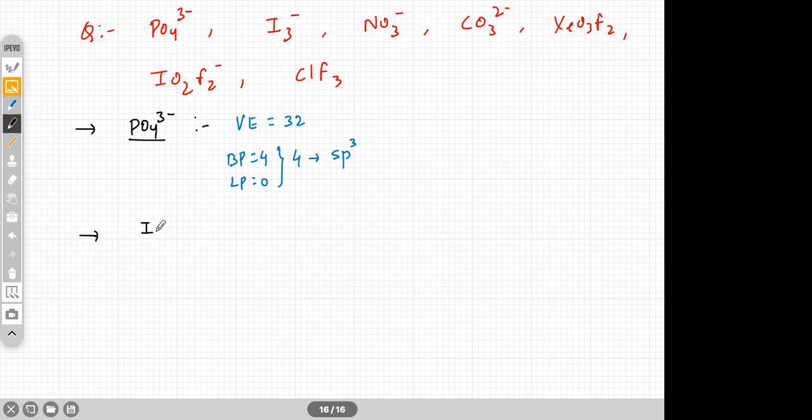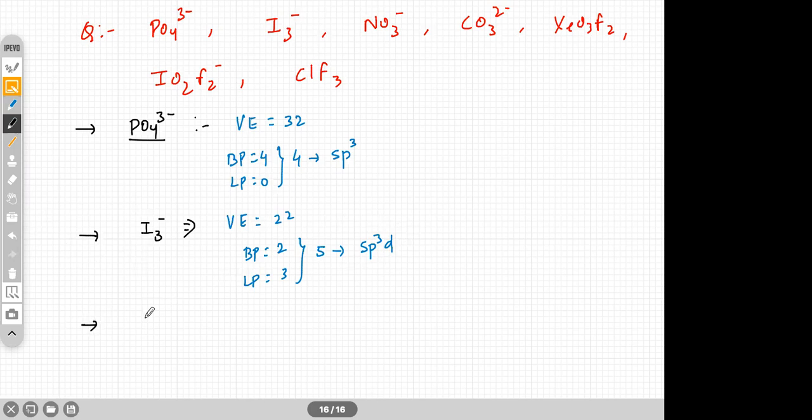I3-. The number of valence electrons here is 22. So bond pairs is 2, lone pairs is 3, steric number is 5. Hybridization we need to write now, so it is sp3d hybridization, geometry is TBP. What is the shape of the molecule? Tell me, it's linear.